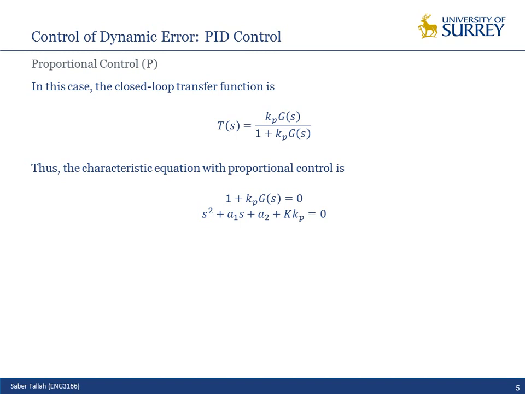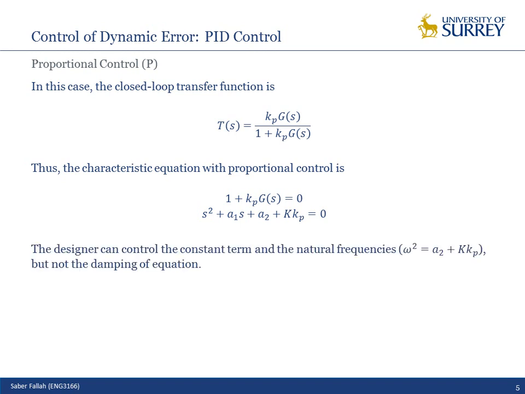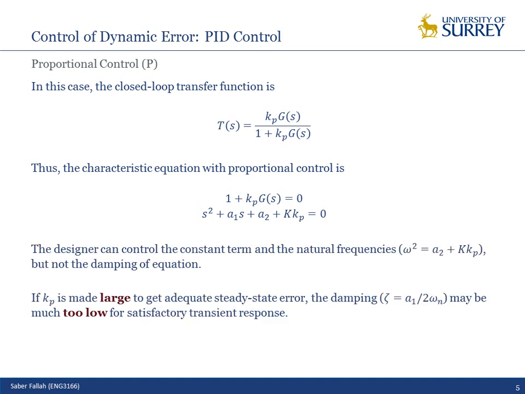I will have a very fast response with high overshoot. So that's why the Kp performance, or the proportional gain performance, is very limited. If Kp is too large, the damping ratio will decrease and we will have a very oscillatory response.